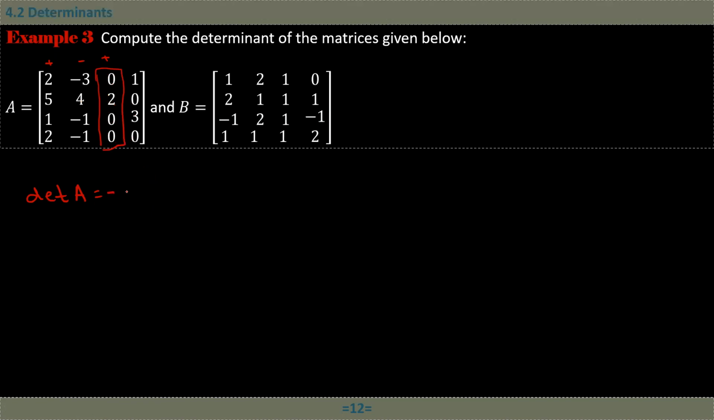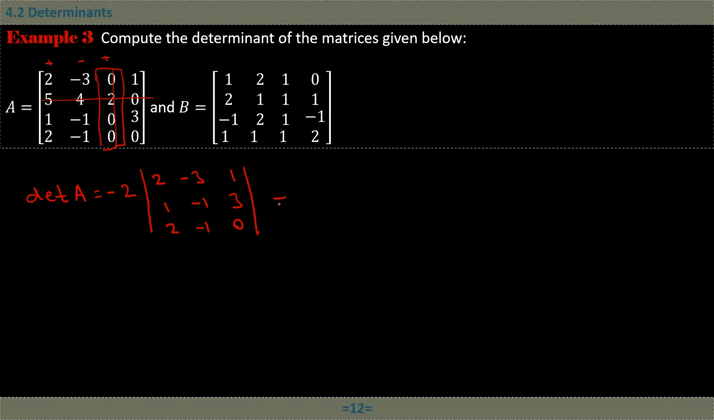So here we have minus 2, and what is the cofactor of this? I should delete this column and this row. So what do we have here? Here we have 2, negative 3, 1, and here we have 1, minus 1, 3, and here we have 2, minus 1, 0.